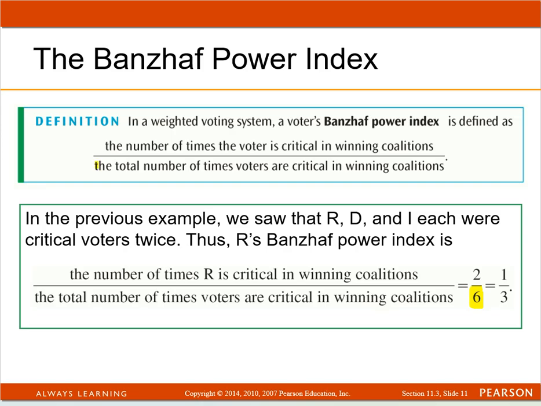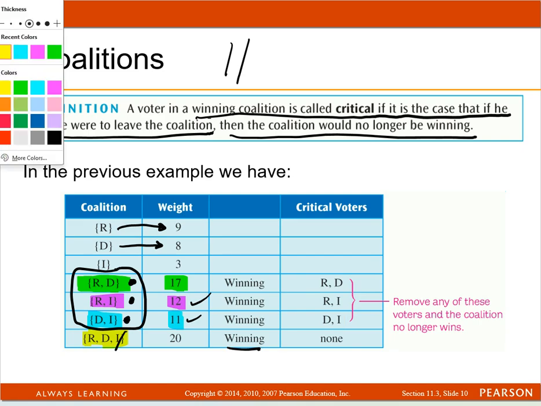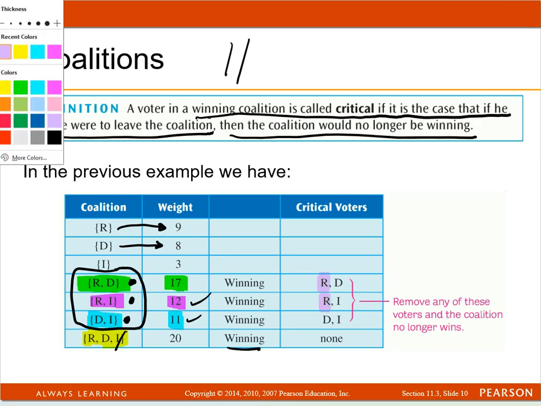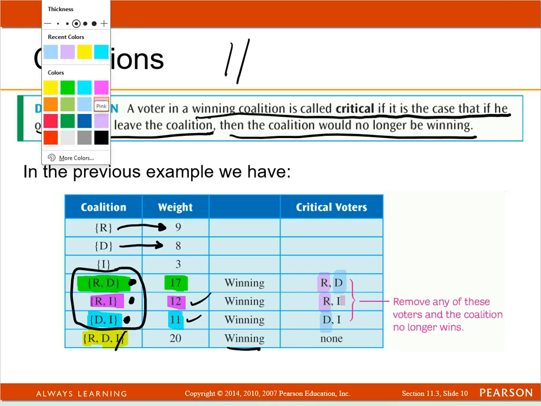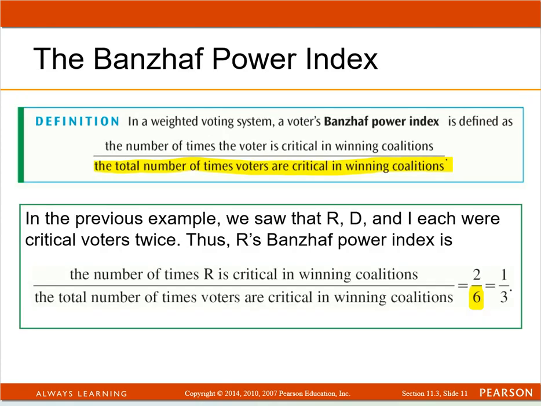The denominator is the total number of times voters are critical in the winning coalitions. That was 6 times. Your denominator will always be the total. If I go back and I look at, out of those 6, who are the, let's see, Republicans were critical twice, and Democrats here and here were also critical twice, and the Independents here and here were also critical twice. And so on all of those, the numerator is twice.